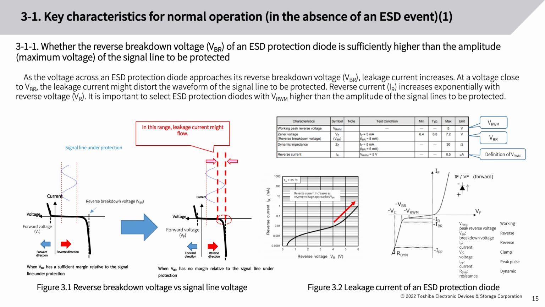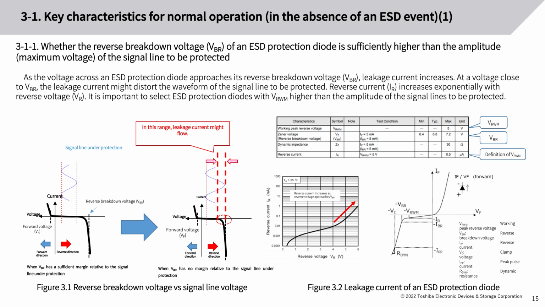1. Whether the reverse breakdown voltage, VBR, of an ESD protection diode is sufficiently higher than the amplitude, maximum voltage, of the signal line to be protected. As the voltage across an ESD protection diode approaches its reverse breakdown voltage, VBR, leakage current increases. At a voltage close to VBR, the leakage current might distort the waveform of the signal line to be protected.